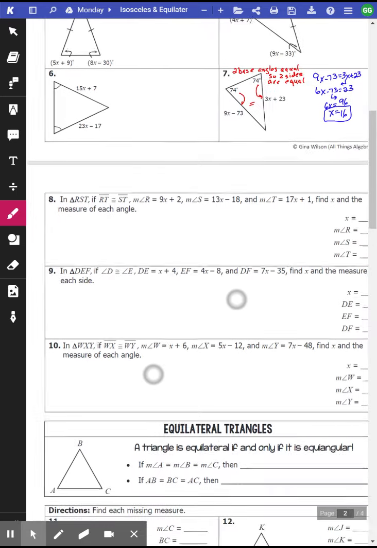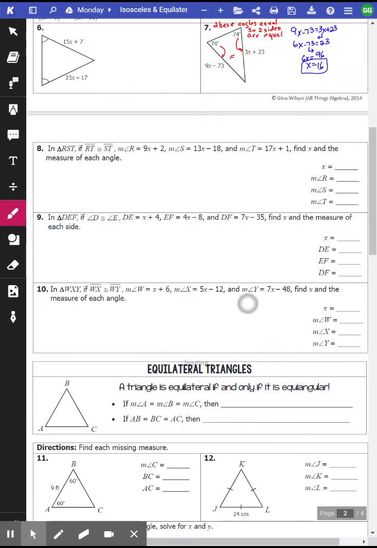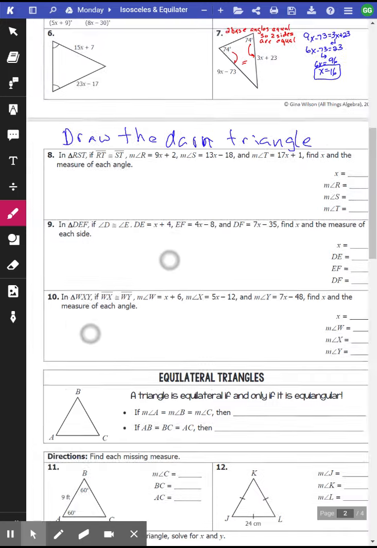All right, let's move on. Let's do one more. I want to show you one more example. 8, 9, and 10. I'm going to stress draw the darn triangle. It's only going to help you solve these. So I'll do number 9.